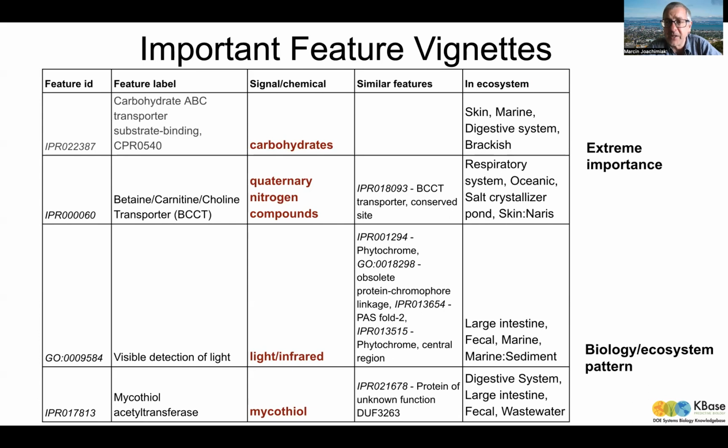But we're particularly struck by this visible detection of light feature, which was important for marine ecosystems, as you would expect, but also showed some weak importance for large intestine and fecal.